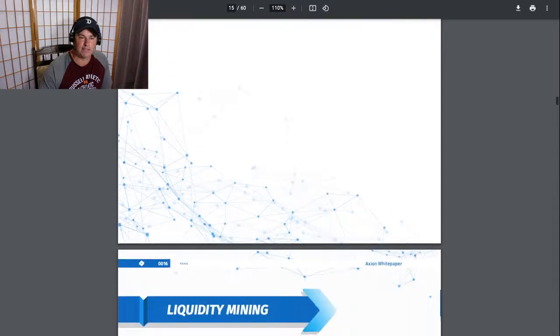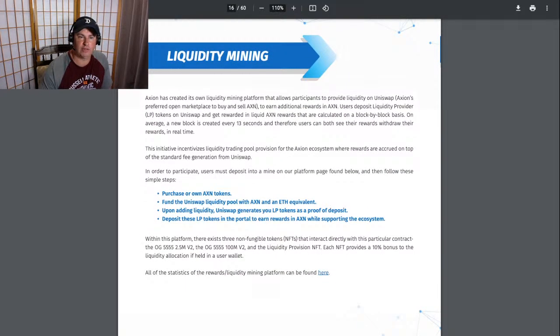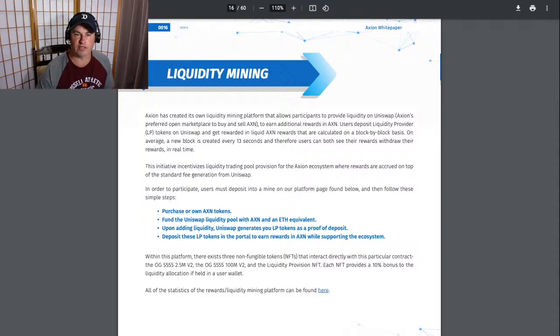So, liquidity mining. Axion has created its own liquidity mining platform that allows participants to provide liquidity on Uniswap. So this is very exciting. This is higher risk and reward than the staking and the auctions. Axion has created its own liquidity mining platform that allows participants to provide liquidity on Uniswap, Axion's preferred open market, to buy and sell Axion to earn additional rewards in Axion.